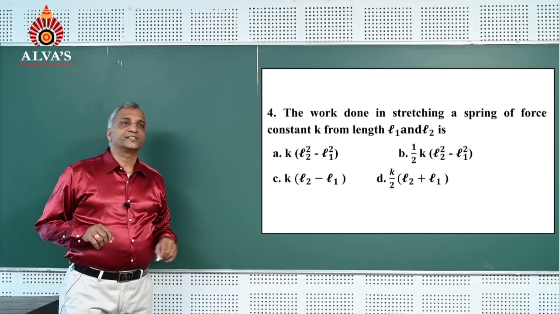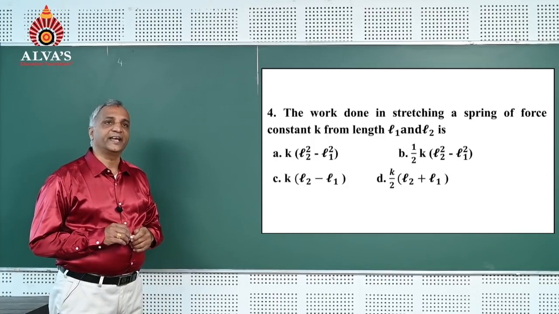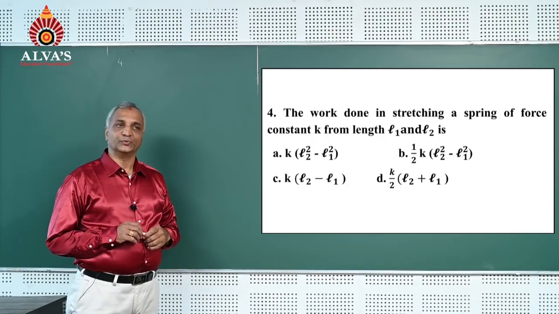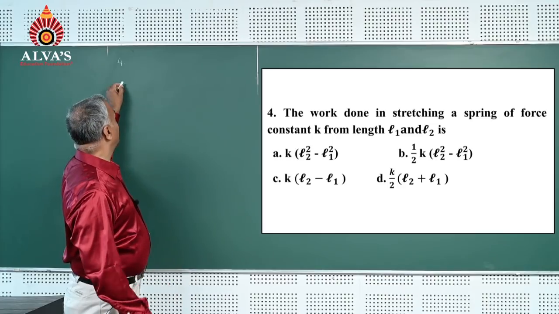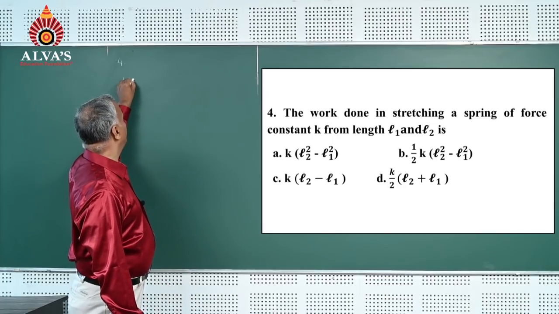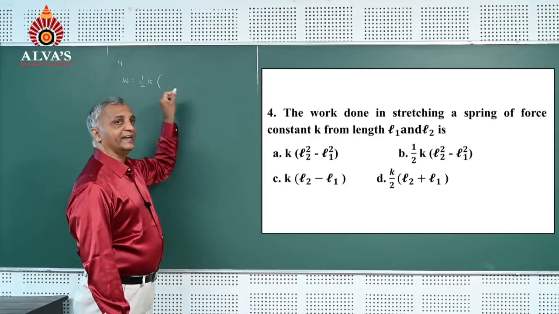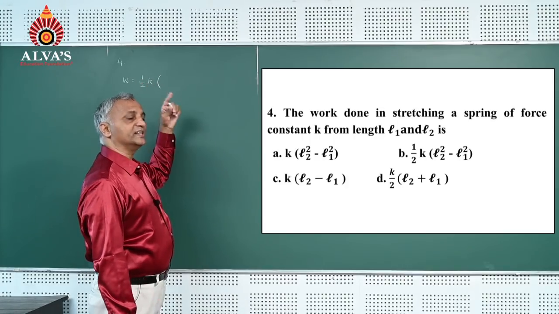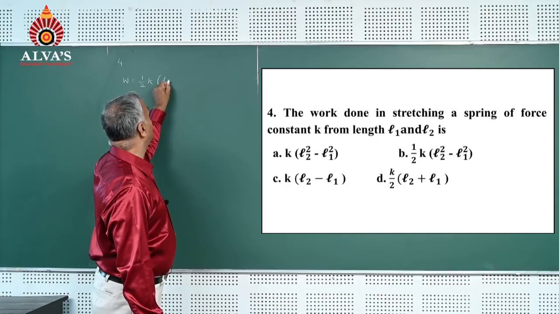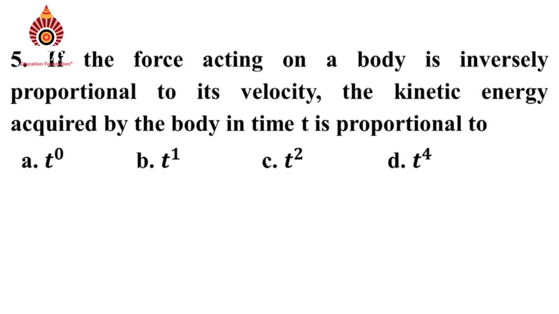The work done in stretching a spring of constant K from length L1 to L2. This is already very similar to the previous problem. So work done will be equal to half K, and final is L2 and initial is L1, so it is L2 square minus L1 square. So I'll go for option B.